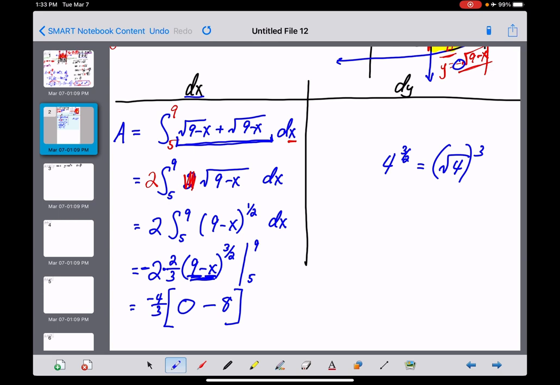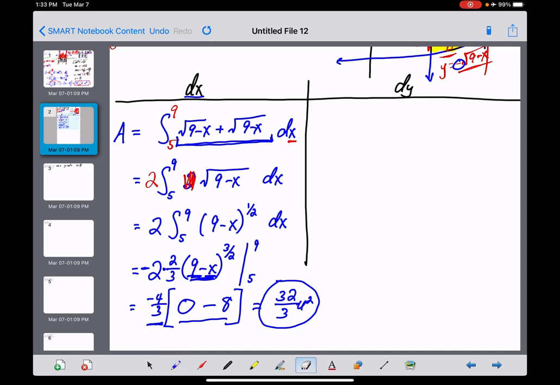So I was worried about this negative coefficient out in front, but as I thought, the inner part becomes negative as well. So -4/3 times -8 is going to end up getting us a positive 32/3 square units. And that's the answer we came up with if we integrated with respect to x.